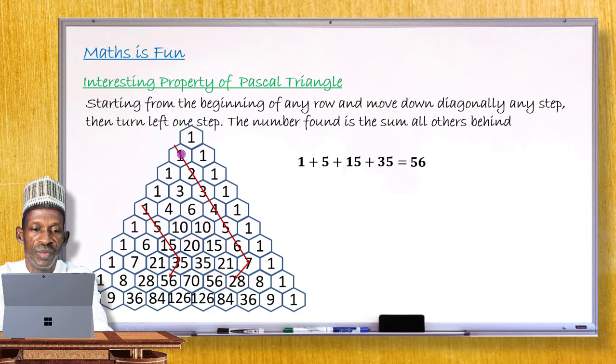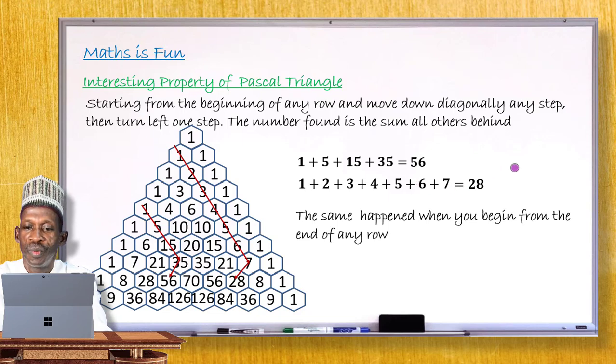So let me take another row. If I take this, move down diagonally, 1 plus 2 is 3, plus another 3 is 6, plus this 4 is 10, plus this is 15, plus this is 21, plus this is 28. If I turn left one step, yes, it is 28. Let me write it also: 1 plus 2 plus 3 plus 4 plus 5 plus 6, all those numbers here. Down to the left one step, you have 28. So if you add these numbers together, you have 28.